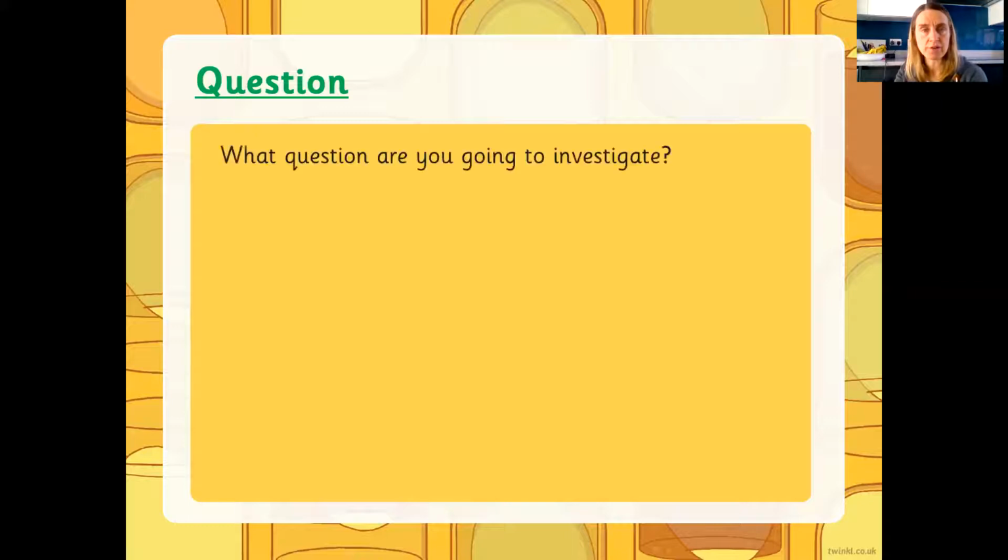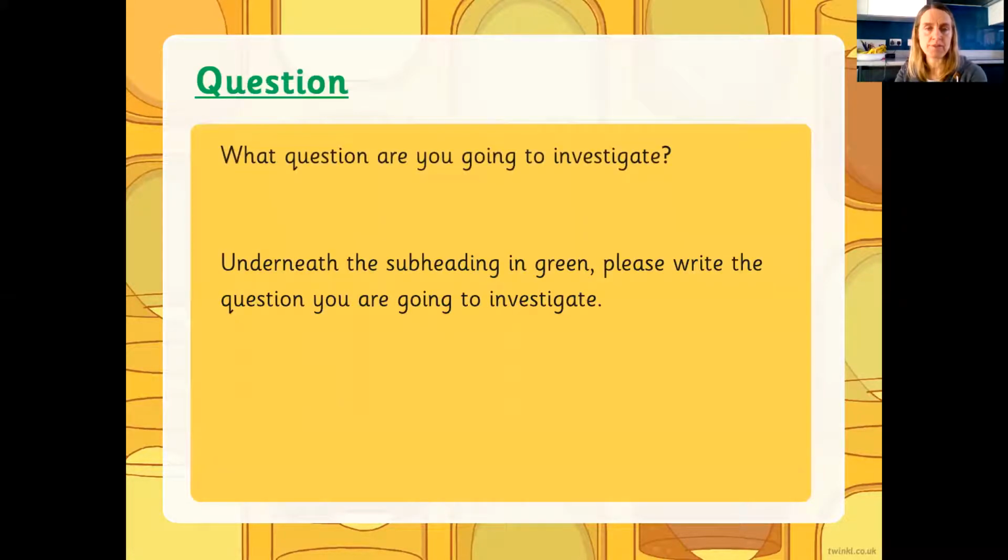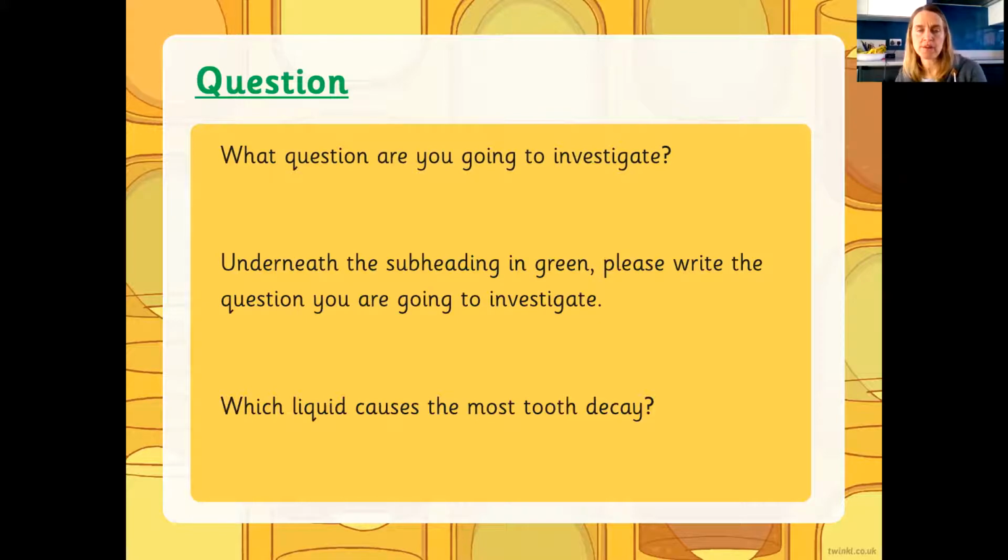Now, if you're really struggling for ideas, don't worry, I will give you one now, okay? So if you've come up with a question, brilliant, pop it in. But if you couldn't think of one, I have got a question. Which liquid causes the most tooth decay? So in your books now, you should have written the word in green that says question, and then you need to write your question.